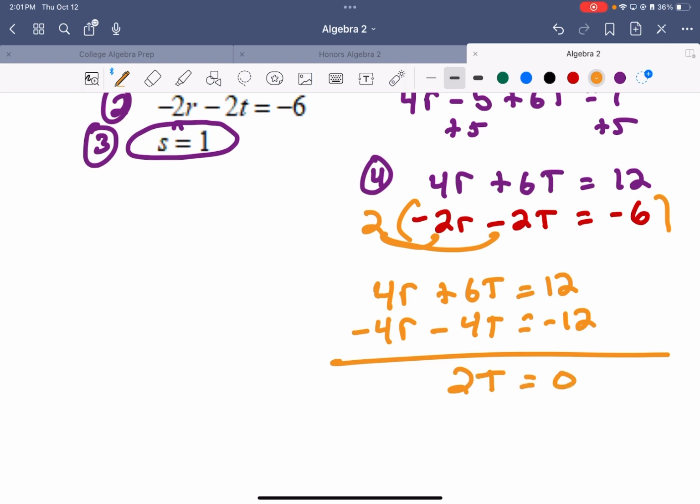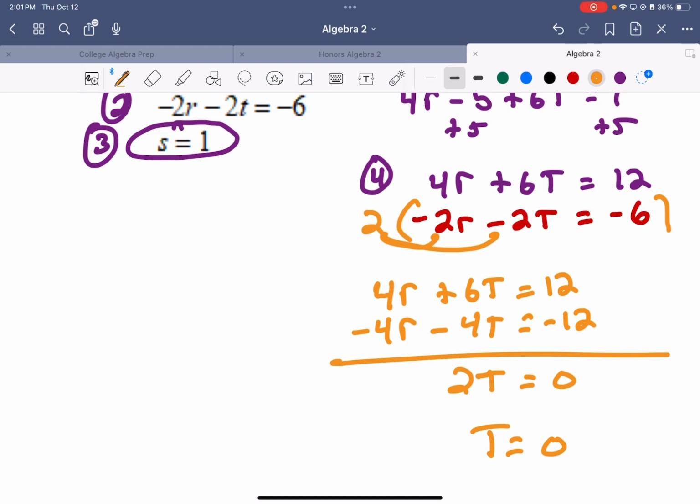Now, here's where a lot of you have an issue. And this is why you have to be able to read mathematically. Mathematically, this reads 2 times what is 0? 0. 0 times anything is 0. So my T value here is equal to 0. A lot of you like to put no solution at this point. It's 0. Because mathematically, if you read it, 2 times 0 is 0.